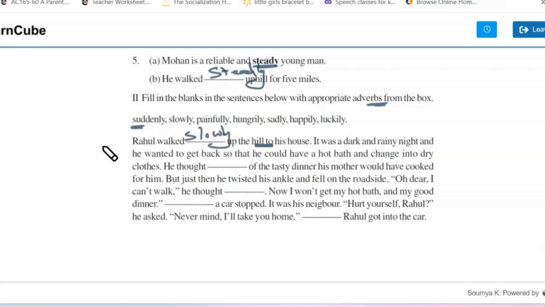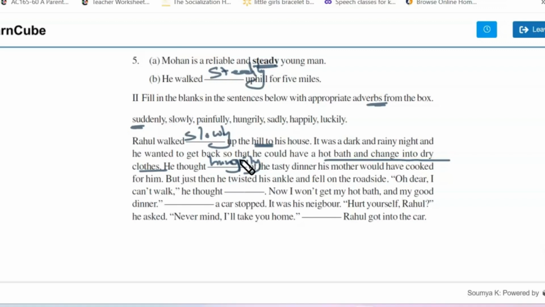It was a dark and rainy night, and he wanted to get back so that he could have a hot bath and change into dry clothes. He thought blank of the tasty dinner his mother would have cooked for him. He thought hungrily. Okay, why hungrily? Because he's thinking of the food. So that is the word that matches best.